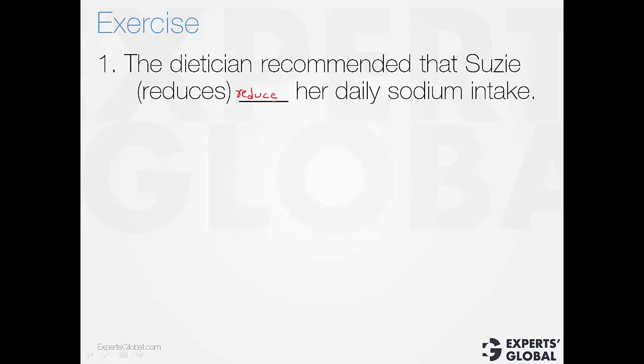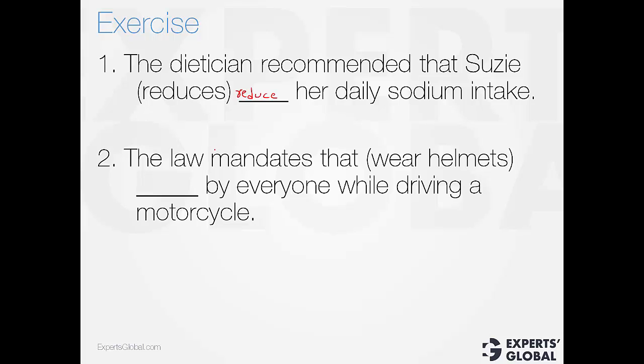Please pause the video, do it yourself. So here you see the bossy verb that and by everyone suggests the slight passive construction, and therefore we require that something be done by someone kind of a construction. So the right usage here would be the law mandates that helmets be worn by everyone while driving a motorcycle. So helmets be worn would be the right usage here.